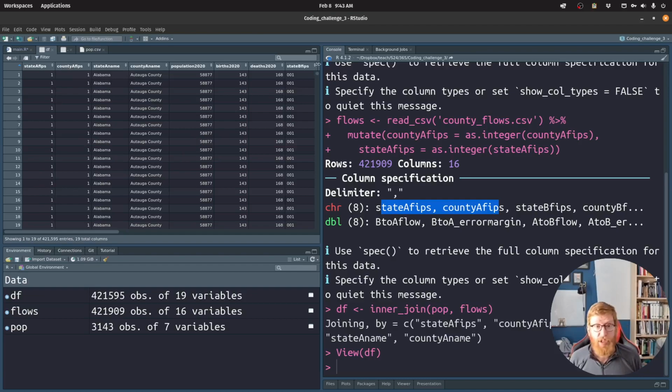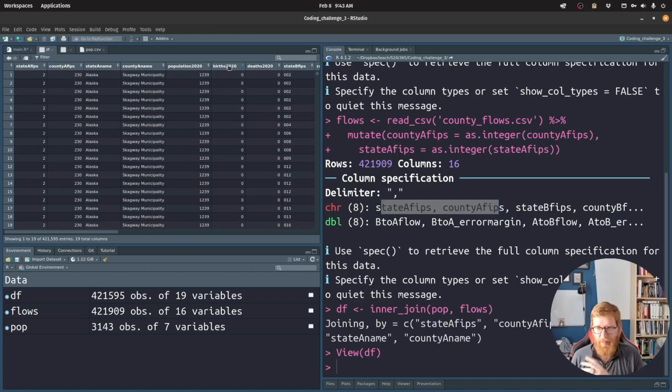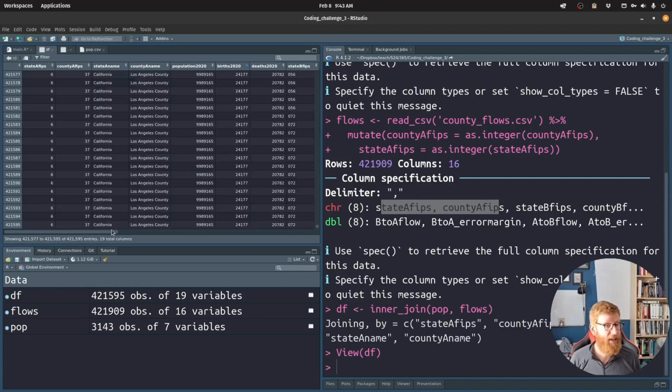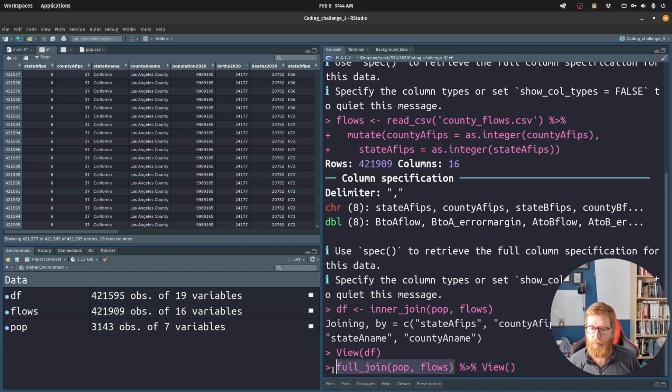So this looks good. If we sort by any of the values, we can scroll way down to the bottom, and that's where we're going to find any NAs. And in this case, we don't have any NAs. But what I can show you, without saving a value, let's do a full join, and let's view the results. So full join on pop and flows. We're going to pipe that into view.